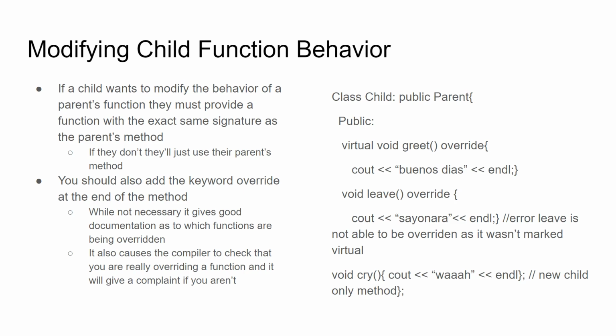So you should always add that override keyword to the end of your function declarations to mark the fact that you are trying to override the function. This makes it clear for people that read your code and also allows the compiler to check to make sure that what you're doing is correct. So over here with my child, I have virtual void greet override. So I'm overriding the greet. So I can say buenos dias instead. Maybe this child's bilingual, right?